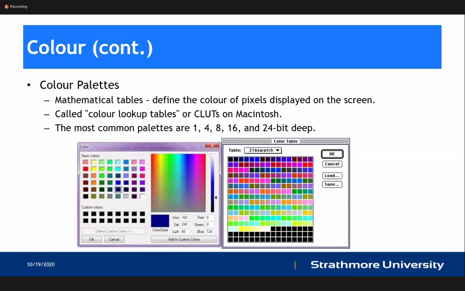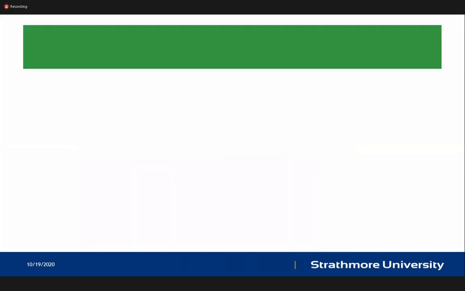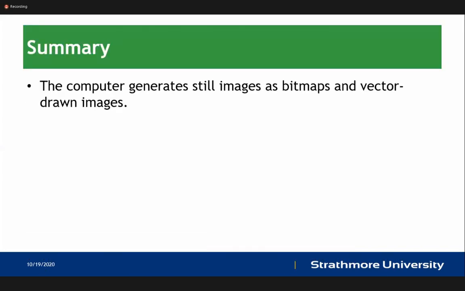So this is a table that defines the colors of pixels displayed on the screen. You find most of these color palettes in Microsoft Word or even drawing software. All right, so that marks the end of this chapter.